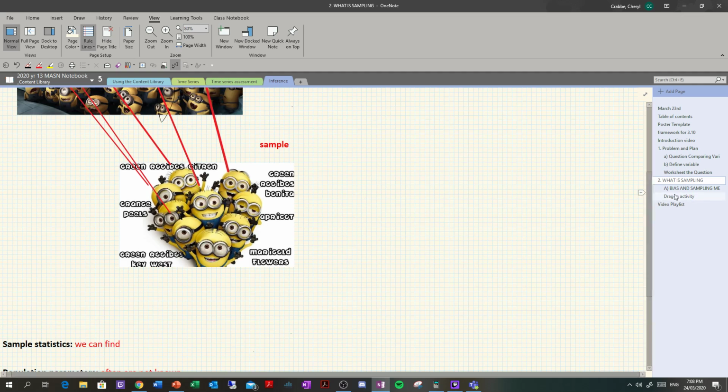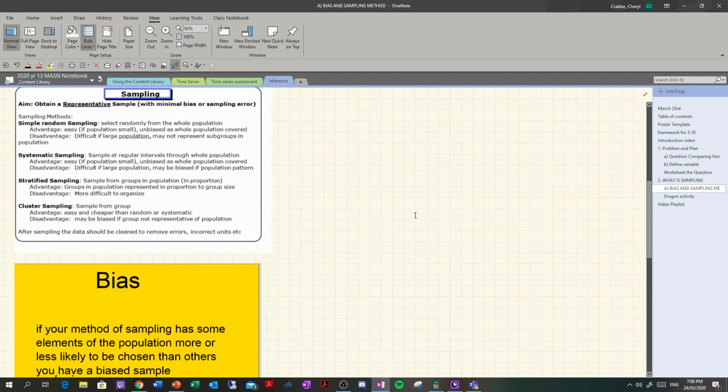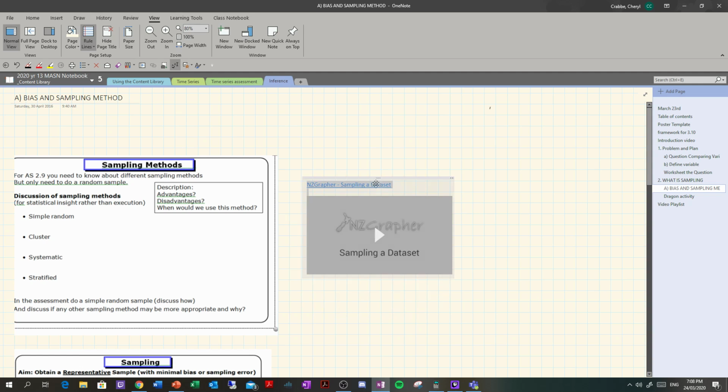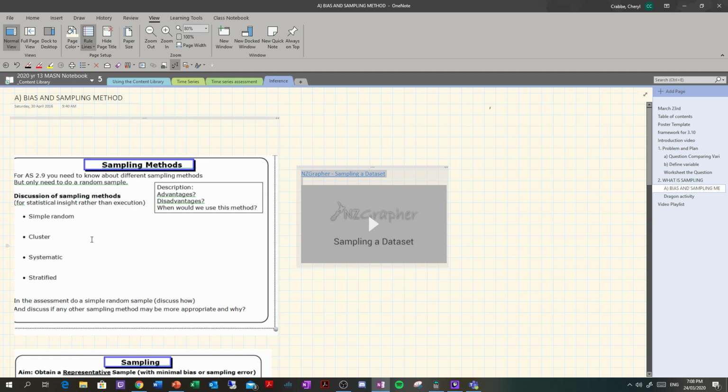Now, the other very important part of sampling is that there are different ways that we can do sampling, and I want you to look at this New Zealand grapher sampling a data set video, because this is quite useful for giving you an idea of how to sample and what it looks like when we do it in New Zealand grapher. So have a look at that video. But there are different types of sampling methods. You don't need to spend a great deal of time on it, but you have the simple random sample, which is done a lot, and it's very convenient.